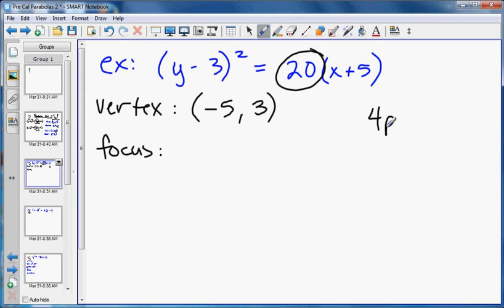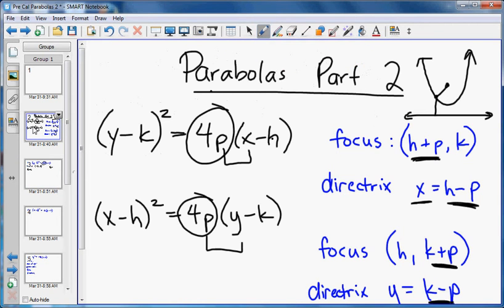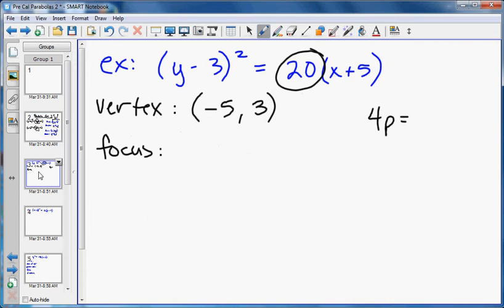We know that 4P, if you go back to the equations, is the number in front. So 4P is equal to 20. Just divide both sides by 4 and get P equals 5. I'm sure on lots of these you could do the division in your head. That's fine to do that. You don't have to write it out to the side if you don't want to. But it is paired this time with the X value.